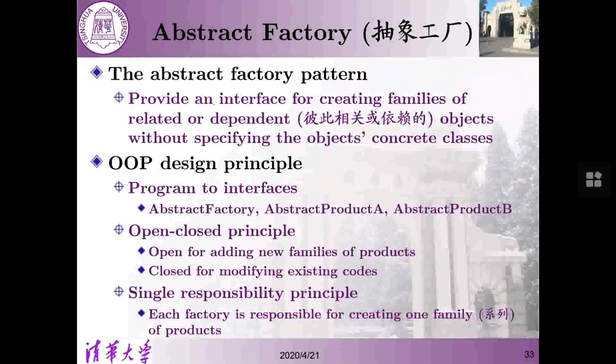Okay, then this is the abstract factory pattern. It provides an interface for creating families or series of related or independent objects without specifying the objects' concrete classes. We do not need to specify the object's concrete class because we program to the interface, right? We just need to provide the factory. So we program to an interface, the abstract factory, abstract product, like that. So we can observe the open-close principle: open for adding new families of products, or new series of products, and closed for modifying existing code.